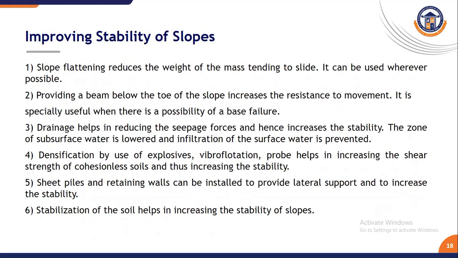The next topic is improving the stability of slopes. Various methods have been used in recent decades. Slope stability can be improved by flattening the slope, providing a berm near the toe, improving drainage to reduce pore water pressure, densifying the soil, installing sheet piles or a retaining wall, and stabilizing the soil using chemical or mechanical methods. So various processes are involved in stabilizing slopes.